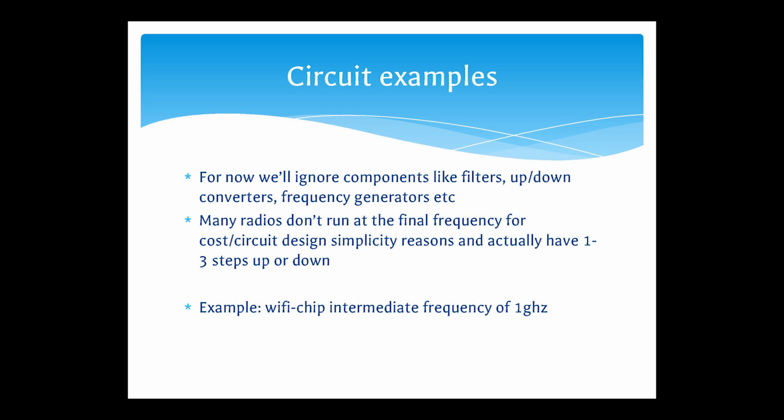So a lot of circuitry actually down converts. They get the signal in at 5 gigahertz, then they use a mixer to take out that same signal at 1 gigahertz, and then they do their work on it.